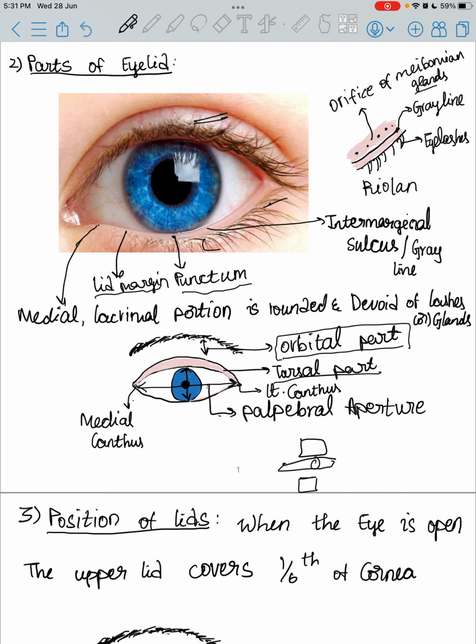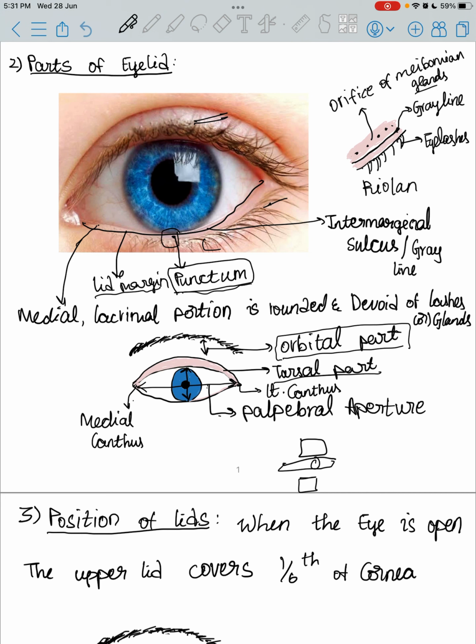Lid margin. This is known as the lid margin. The lid margin is divided into two parts by a structure known as the punctum. Punctum is nothing but a hole. We can view the punctum; it is present in everyone.